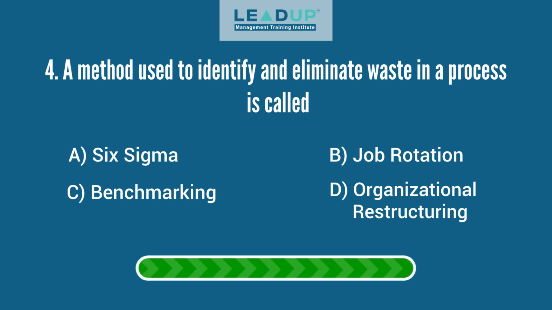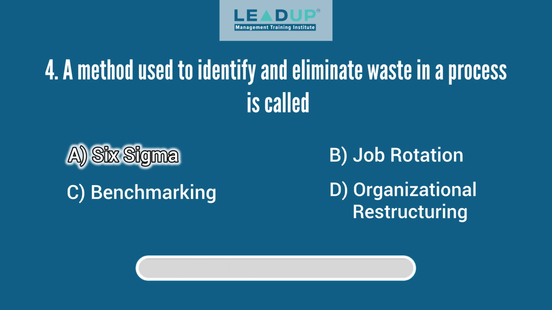Question 4. A method used to identify and eliminate waste in a process is called A. Six Sigma, B. Job rotation, C. Benchmarking, and D. Organizational restructuring. The answer is Six Sigma.